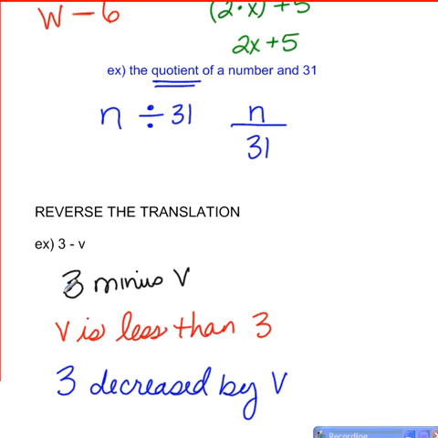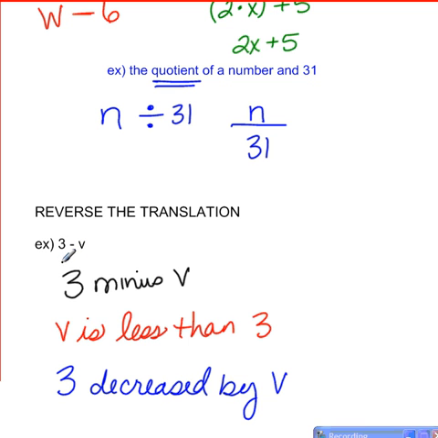I've also written a couple more statements that you could have written. V is less than 3. That would be right. Notice how the V is in the front of this sentence and V is in the back of the expression. Same thing with the 3. Or you could say 3 decreased by V. So there's more than one way to translate this algebraic expression.